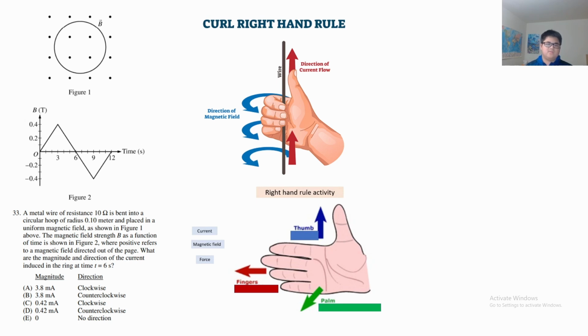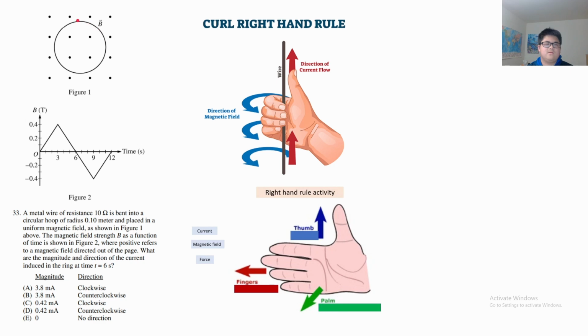So the induced current would create a magnetic field that counteracts the change in magnetic field. So the induced magnetic field would point out of the page. If you use the curl right-hand rule and point your thumb upwards, the field of the current would be out of the page, which counteracts the change in magnetic field. Sorry, not the induced current, the magnetic field of the current.